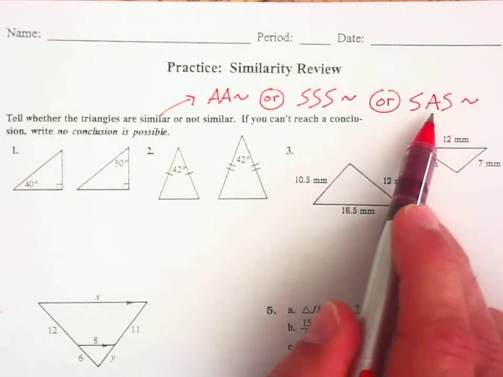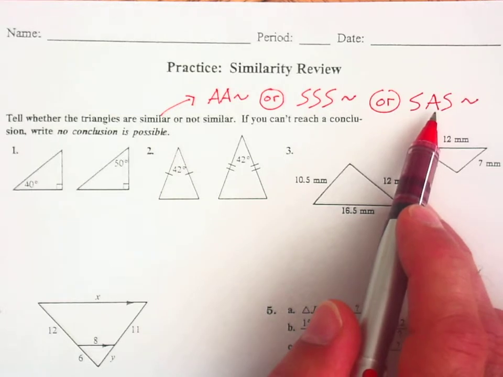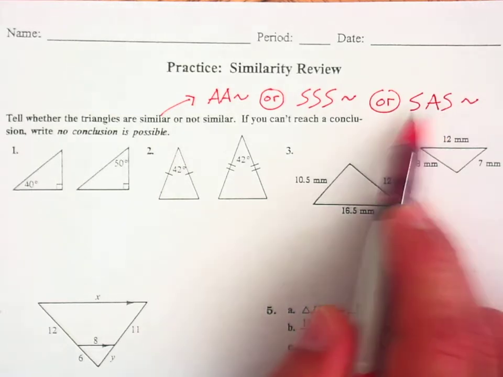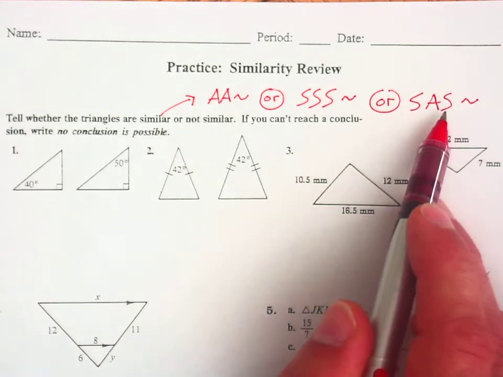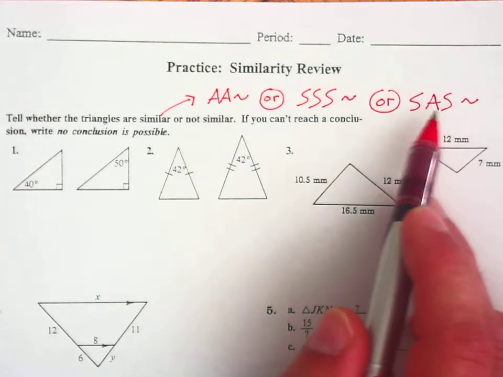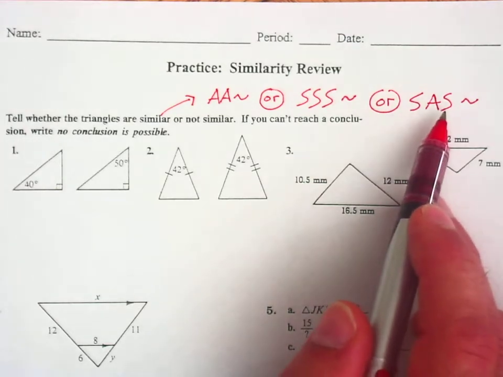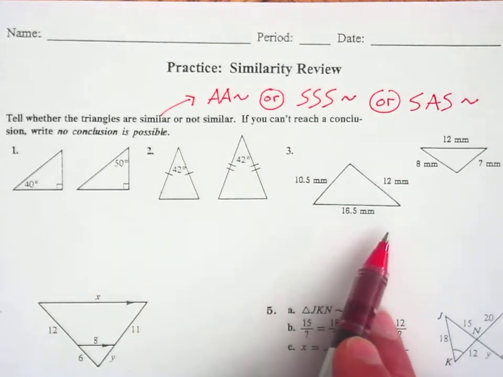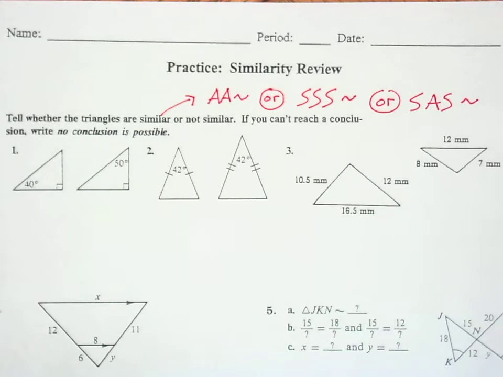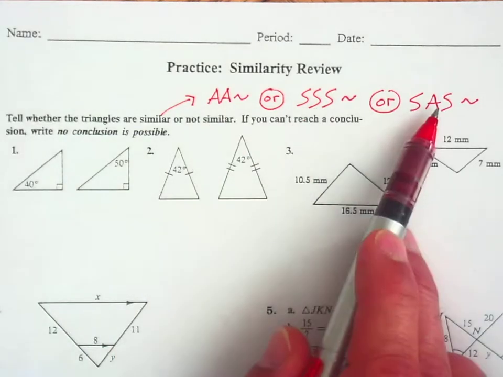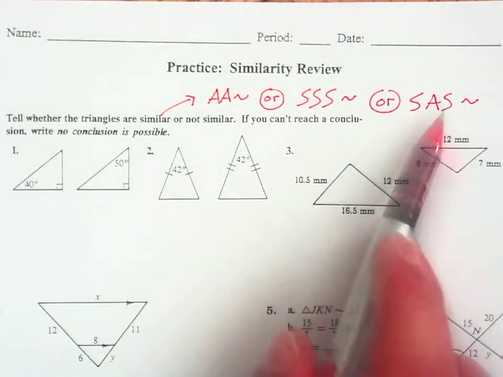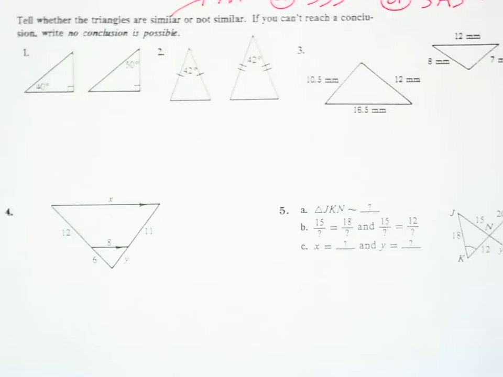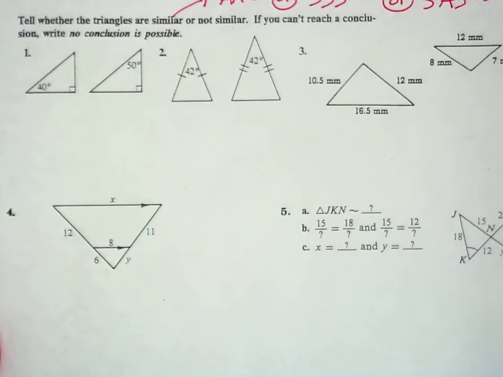Or you can use what's called side-angle-side similarity. So if you have a pair of angles that are the same or congruent, and the two sides that form that angle, if when you make ratios out of those sides, you get the same ratio, you can use side-angle-side similarity to justify that you have similar triangles. So these are yes or no questions. But if the answer is yes, make sure you give one of these three reasons for why you have similar triangles.